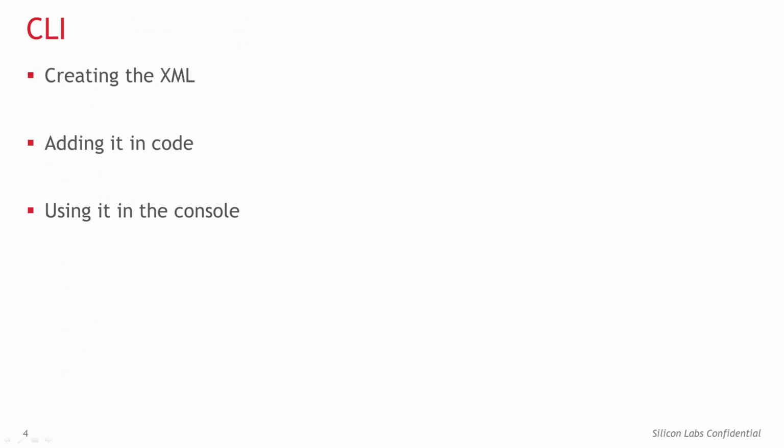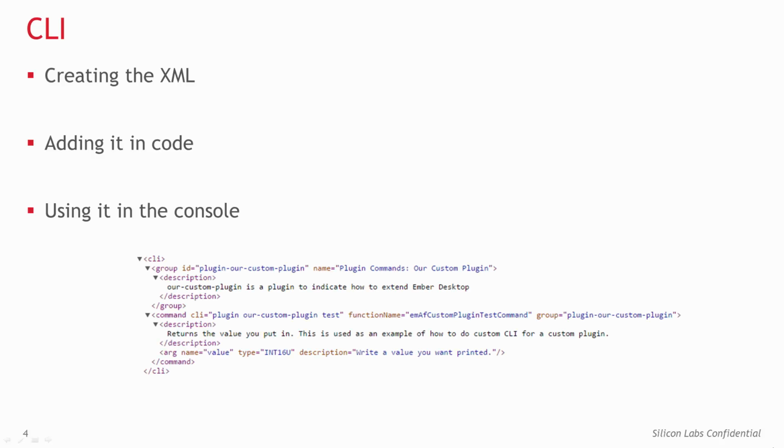Custom command line interface commands can also be created as part of your custom plugin. The first step to this is creating your CLI.xml file. The first option you need to set in the CLI is the group ID. The group section is mainly for documentation, but must be properly named in order for the CLI to work. The ID must be plugin hyphen the name of your plugin. So in this case, plugin-our-custom-plugin. The name and description can be anything at all.